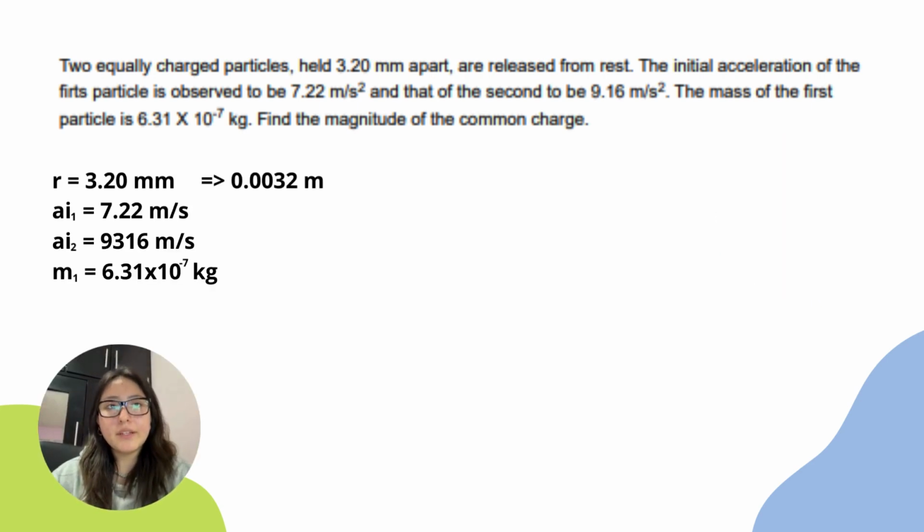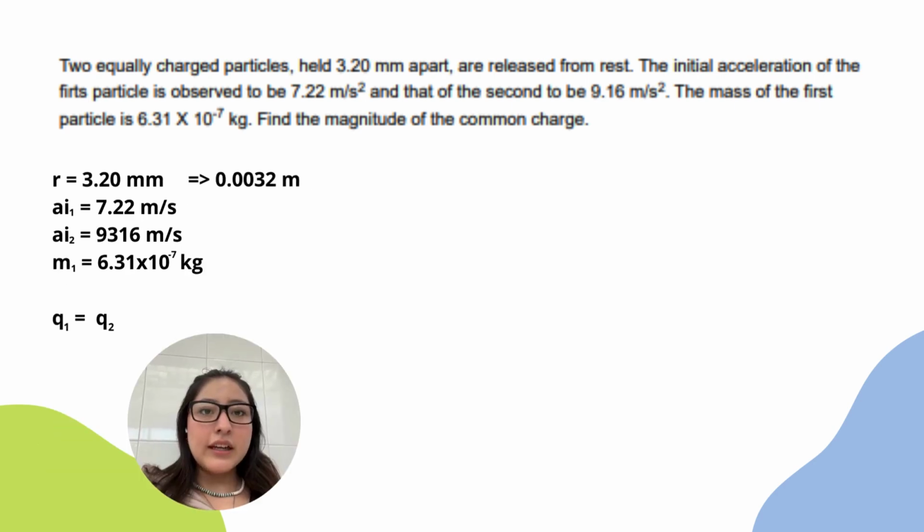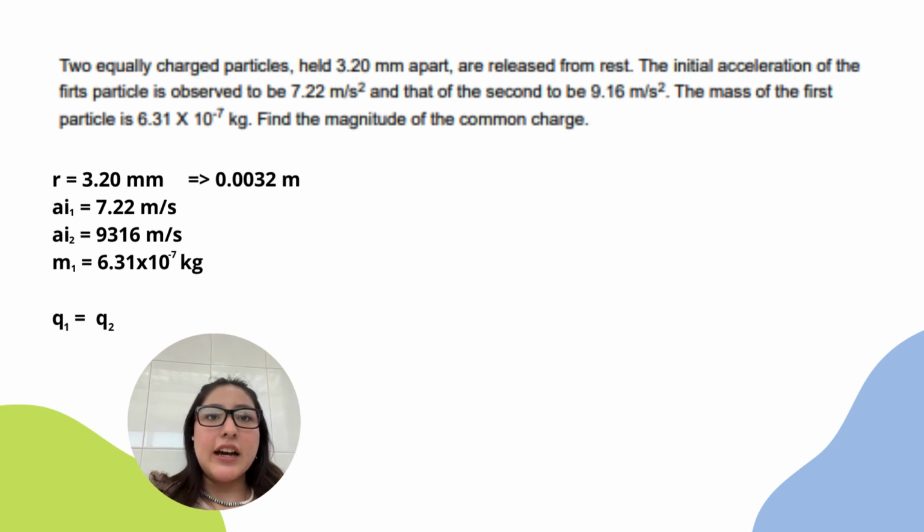The first step I did is to arrange the data that the statement gives us, and since the radius is given in millimeters, we have to convert it into meters, which is equal to 0.0032 meters. The statement tells us that the particles are equal charge, so we can say that Q1 is equal to Q2, and also due to Newton's second law, we can deduce that the force experienced by the first particle is equivalent to the force of the second particle.